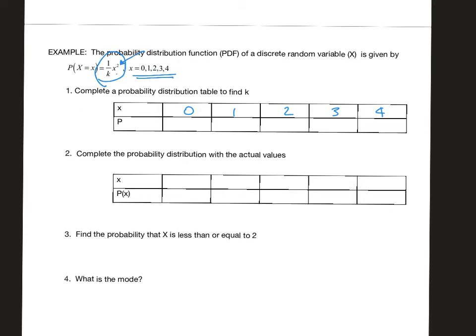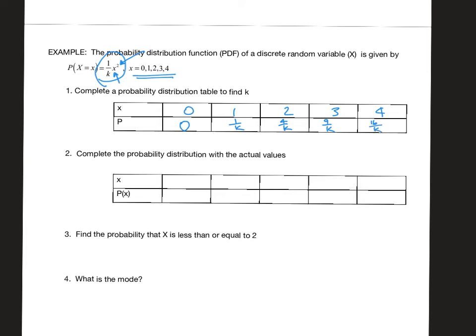So when I plug 0 in here, I end up with just 0. And when I plug 1 in for X, I get 1 over K. And when I plug 2 in, I get 4 over K. When I plug 3 in, I get 9 over K. When I plug 4 in, I get 16 over K.